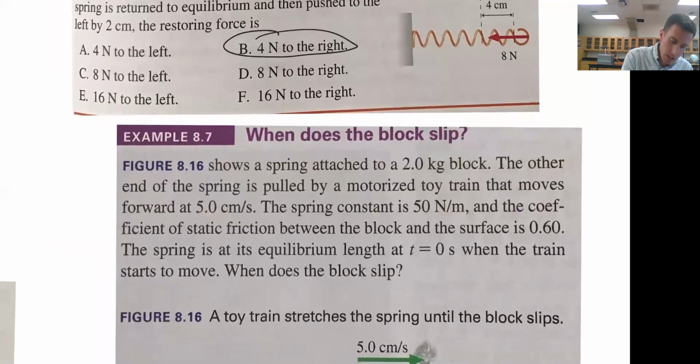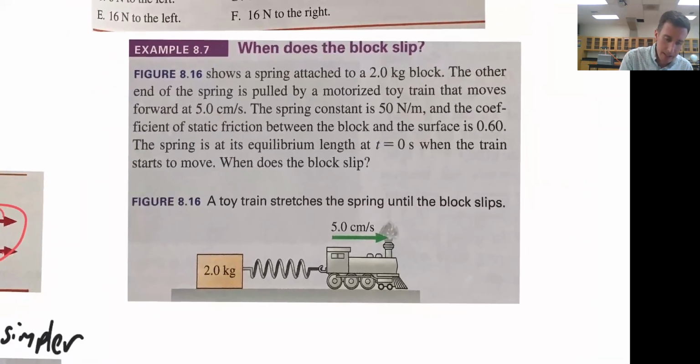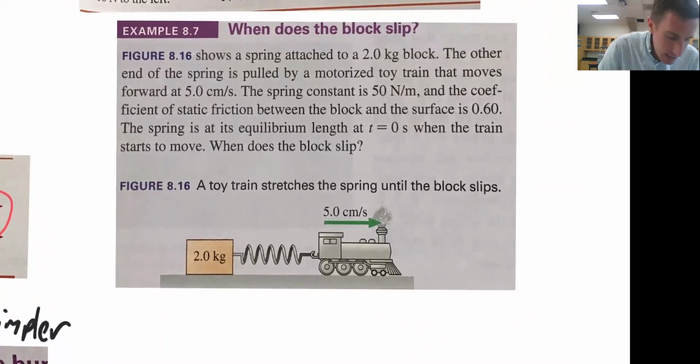All right. When does the block slip? Figure 816 shows a spring attached to a 2-kilogram block. The other end of the spring is pulled by a motorized toy train that moves forward at 5 centimeters per second. Spring constant is 50 newtons per meter, and the coefficient of static friction between the block and the surface is 0.6. The spring is at its equilibrium length when at t equals 0, when the train starts to move. When does the block slip?